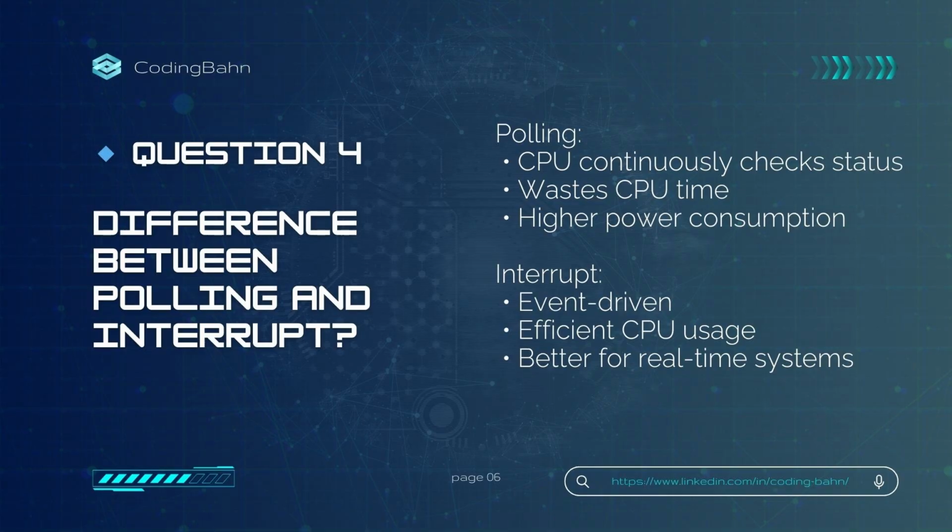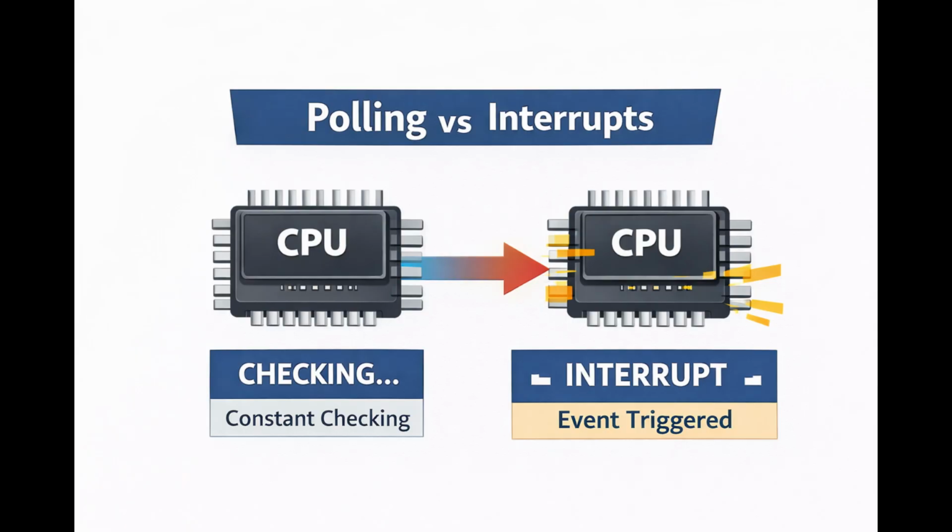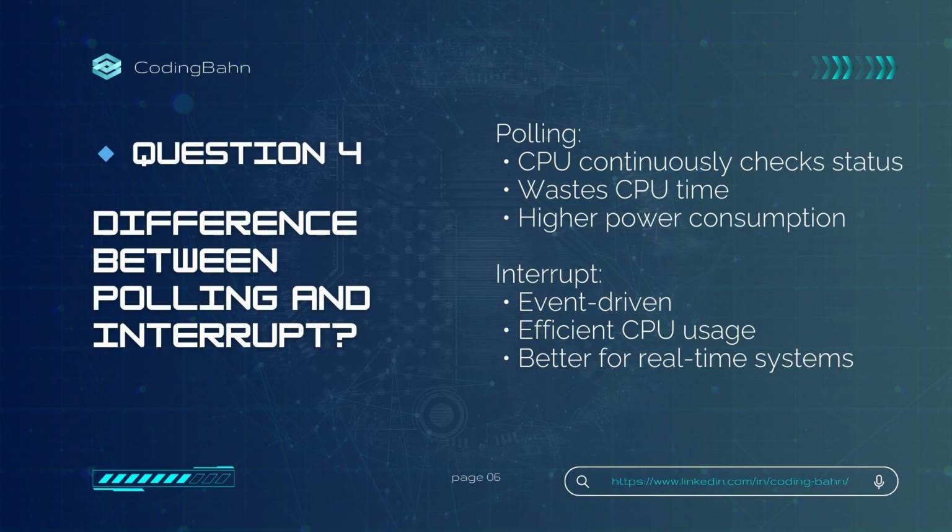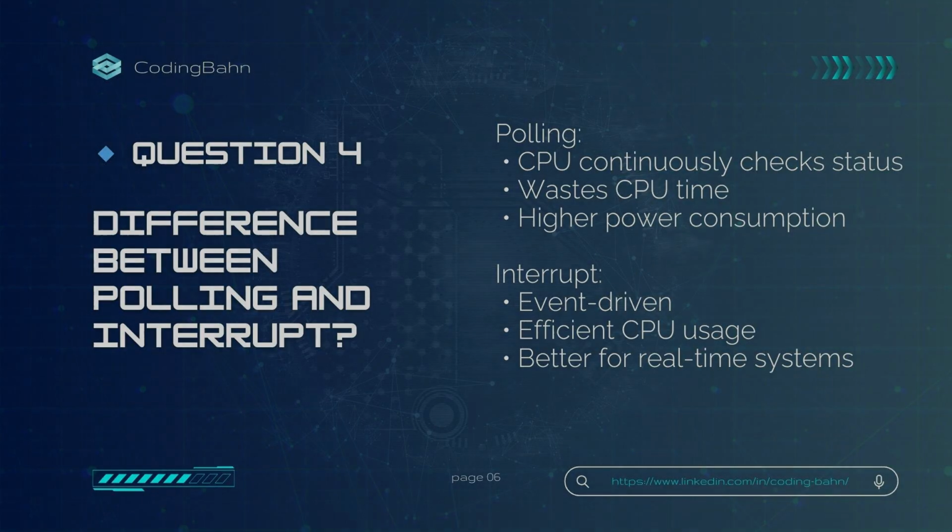Question 4. Difference between polling and interrupt. In polling, the CPU continuously checks the status of a device. This wastes CPU time and power. In interrupt-based systems, the CPU is notified only when an event occurs. Interrupts are more efficient and widely used in real-time embedded systems.